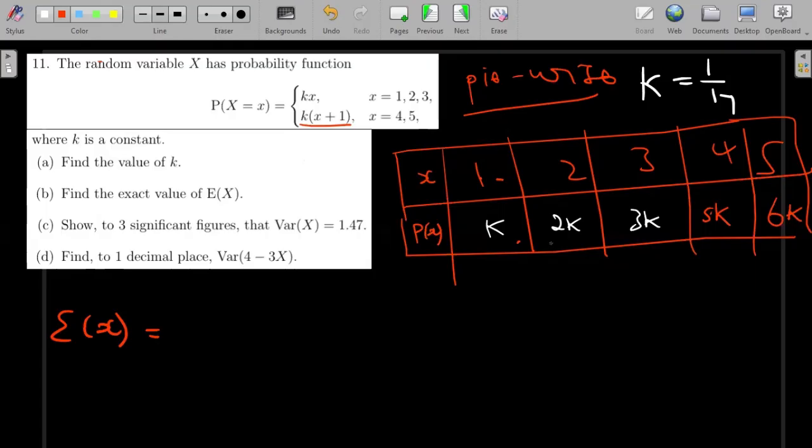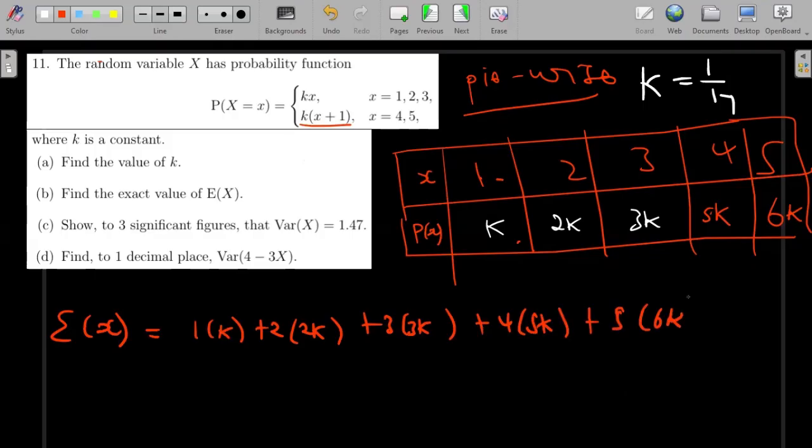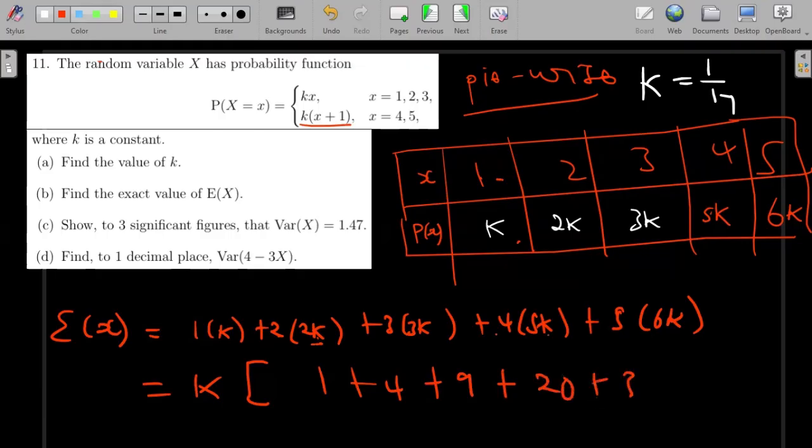Here it will be 1 multiplied by k plus 2 multiplied by 2k plus 3 multiplied by 3k plus 4 multiplied by 5k plus 5 multiplied by 6k. So this is what I have, right? So I'll factorize the k and I'll remain with 1 plus, if I move the k, 2 multiplied by 2, that would be 4. Plus 3 multiplied by 3, that would be 9. Plus 4 multiplied by 5, that would be 20. Plus 5 multiplied by 6, that would be 30.